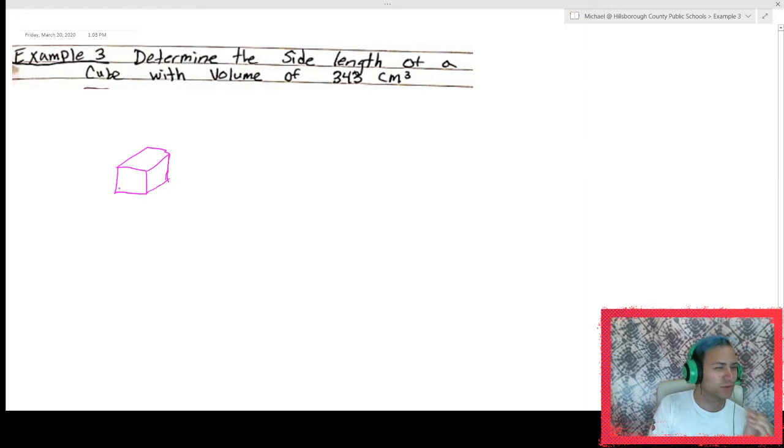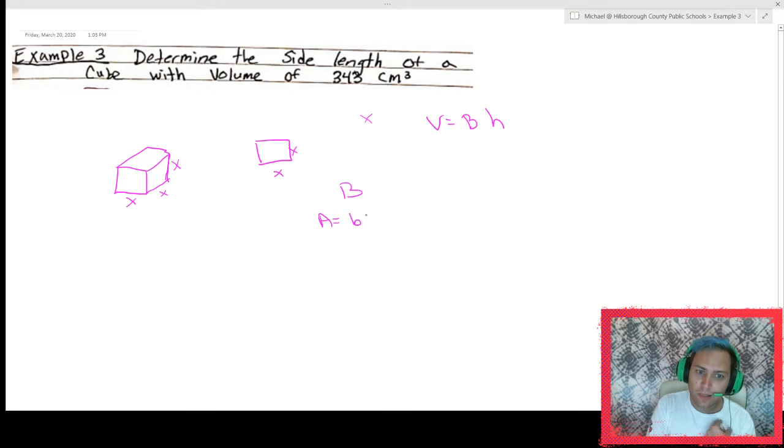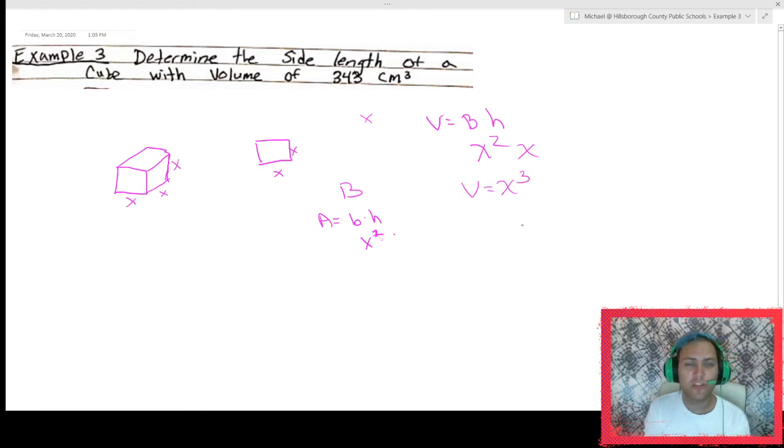Okay, so I know that these 3 side lengths have to be the same, right? The square on the bottom is x by x, and then the height of the prism is also x. So if you multiplied that, right, thinking of that whole formula, volume equals big B times h. Big B in this case is the area of a square, which is little b times little h, which we just said is x times x, so x squared. And then I know the height of my prism is also x. So big B is x squared. Height is x. Well, x squared times x is going to give me x cubed. So I know the volume of a cube is x cubed.